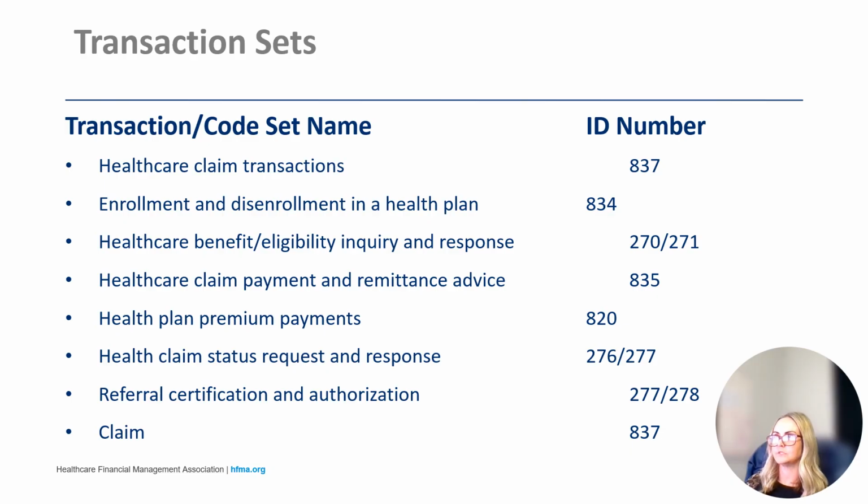The final rule adopted standards for 8 electronic transaction and code sets that are to be used throughout the healthcare industry. So some examples would include our eligibility benefits, which are a 270 and 271. We have our claims, which are 837, and so on. These are just some examples of those 8 transaction code sets.